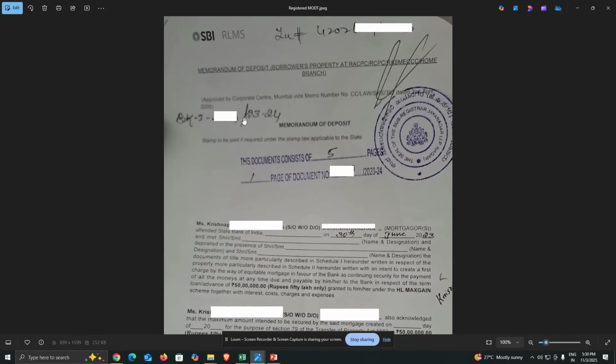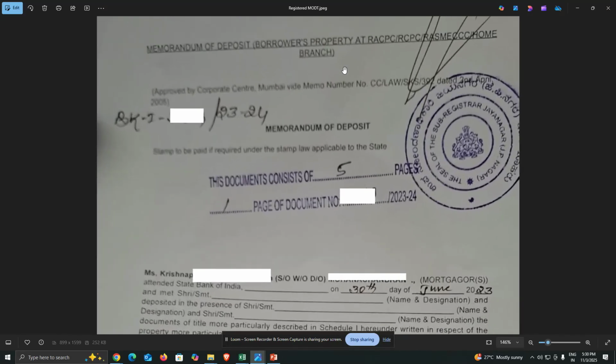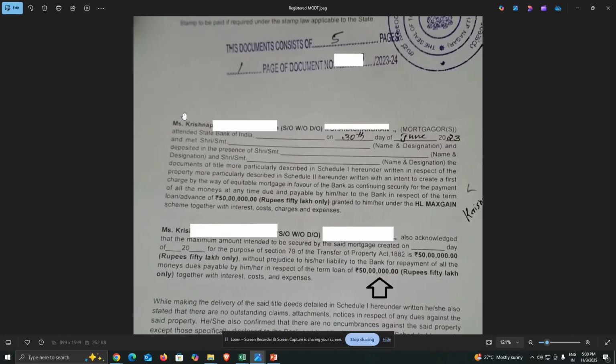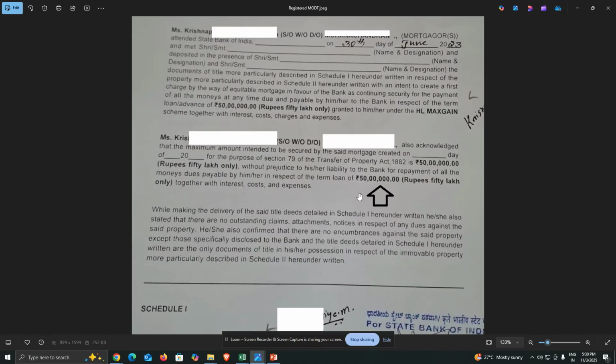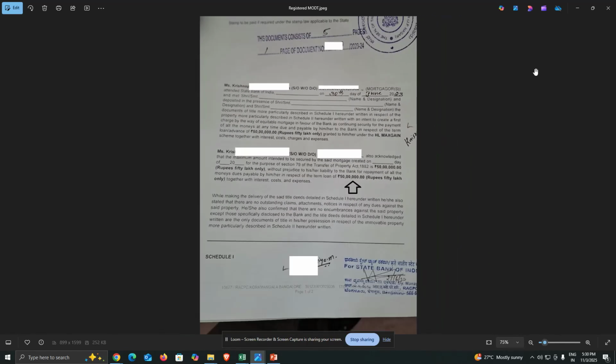This is a MODT, Memorandum of Deposit of Title Deed, and it consists of borrower details and loan amount details. At the time of taking home loan, we register the MODT with the bank at the sub-registrar office and we deposit the property document with the bank as a collateral.